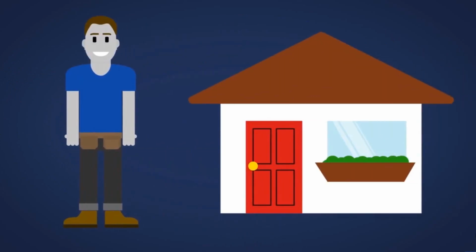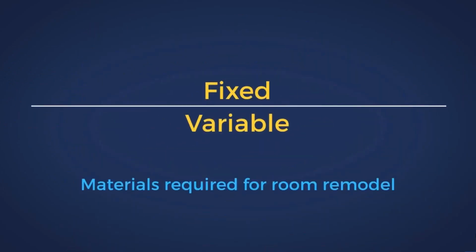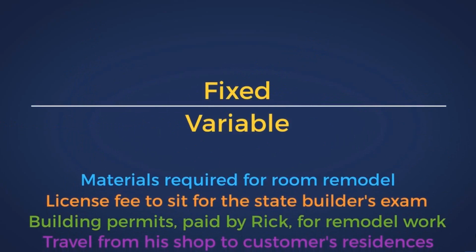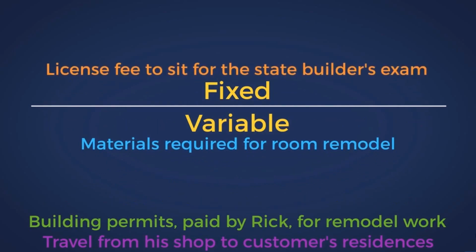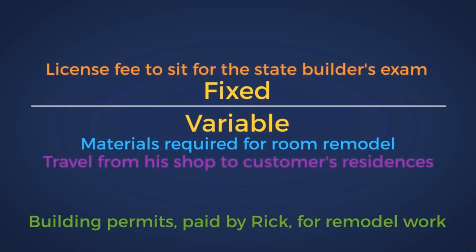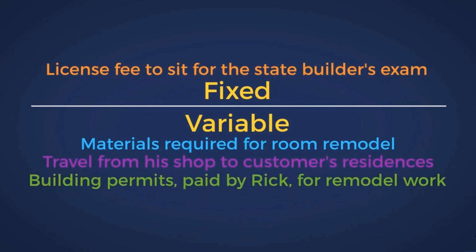Rick owns a successful home remodeling business. Into what category do these expenses fall? Material will vary from job to job, so that is a variable expense. The exam fee would be classified as a fixed expense. Travel is certainly variable. Building permits also vary based on the complexity of the job.